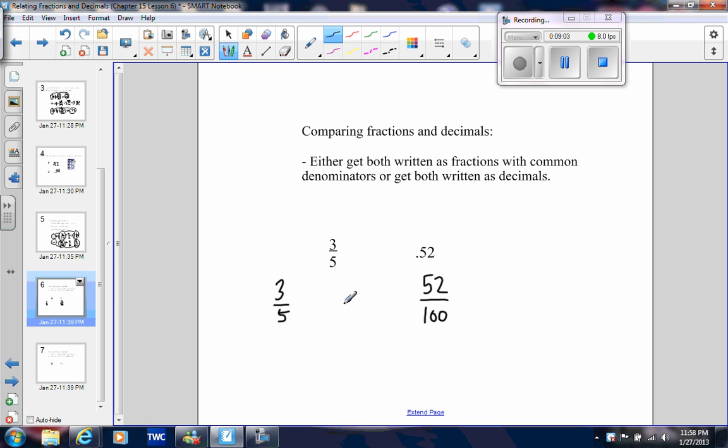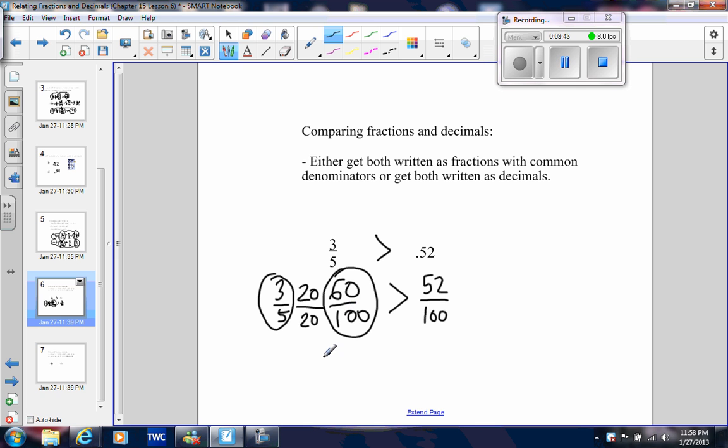I can't leave it just like this if I want to end up on hundredths. I have to get something, 5 times something, to give me 100. 5 times 20 will give me 100. If I do it to the bottom, I have to do it to the top as well. 5 times 20 is 100. 3 times 20 is 60. So I can see now that this is equivalent to this. So now I've got 60 hundredths, and that is larger than 52 hundredths. So 3/5 is larger than 52 hundredths.